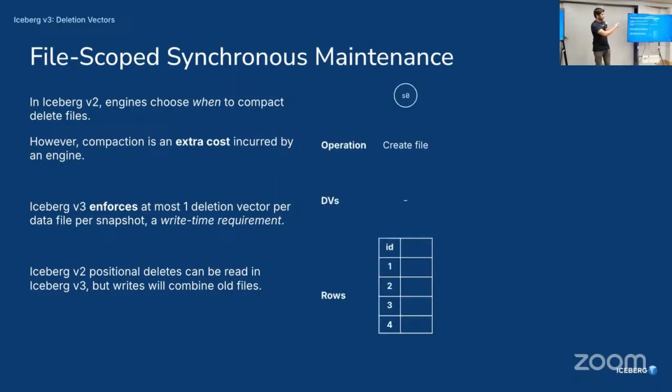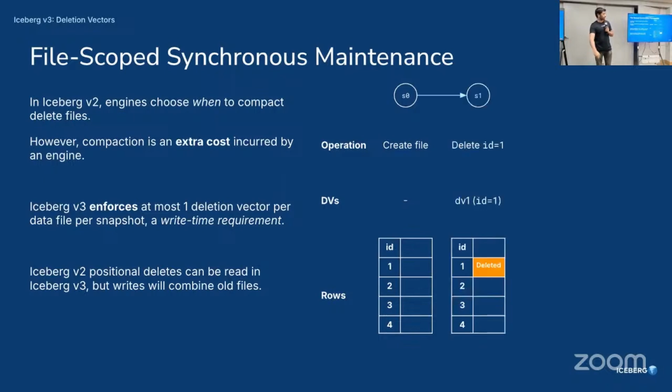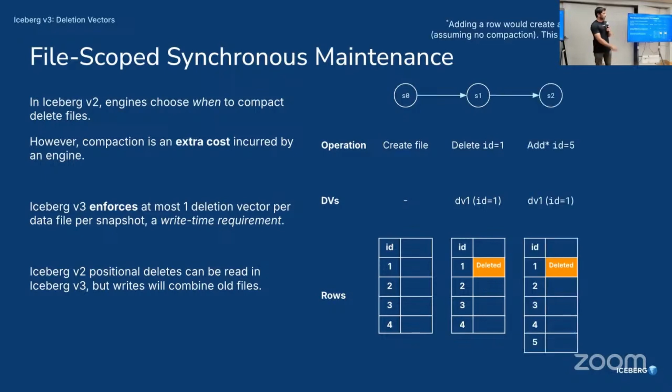So I'm going to now go through an example of how this works, because I realize that this sentence, at most one deletion vector per data file per snapshot, gets a little confusing when you start thinking about time travel and you want to account for different deletions at different moments in time, but still make sure that they are valid. So we start out with creating some file with a number of rows without any DVs. We then create another snapshot where I'm going to delete ID equals 1. We create some deletion vector. I'll call this dv1. That is just storing ID equals 1 inside of the roaring bitmap, probably using some array because there's so few. We then go ahead and add ID equals 5.